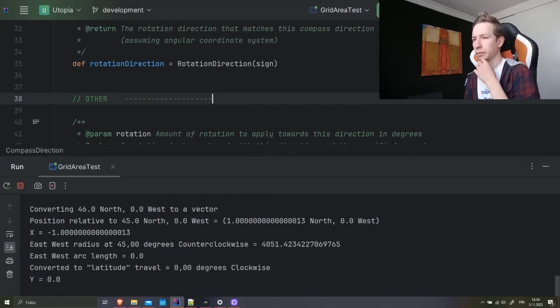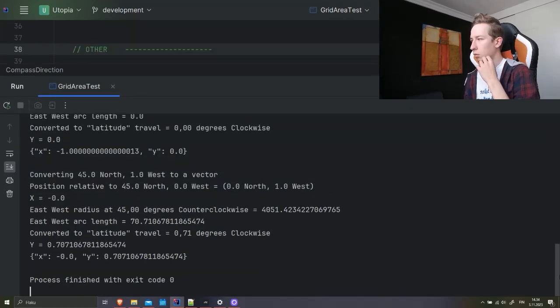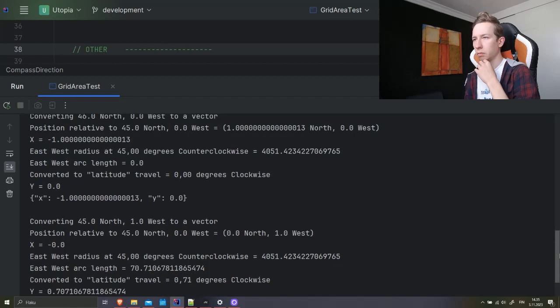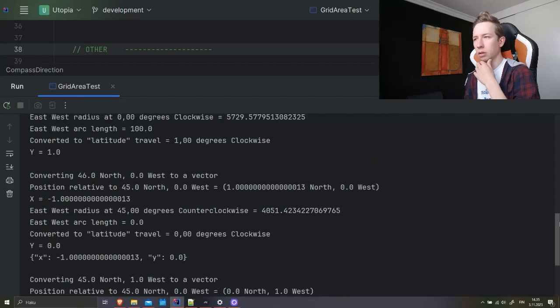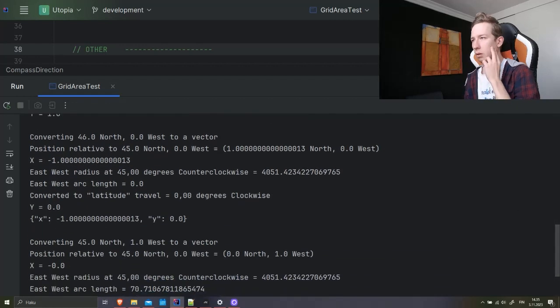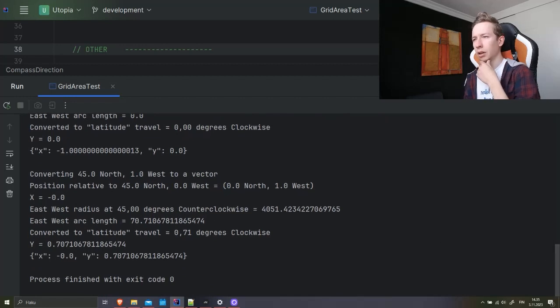So yeah, let's run the test. Okay, that last value at least looks reasonable, of 45 north, 1 west. Let's see. 46 north, 0 west should be almost 1 with some rounding errors going on. That's very good. Then when you go 1 west, it's positive, and it's 0.7. So it's not quite 1 because again the circumference is smaller. So it makes sense. I don't know if this is exactly the right number. Again, it's pretty hard to test.